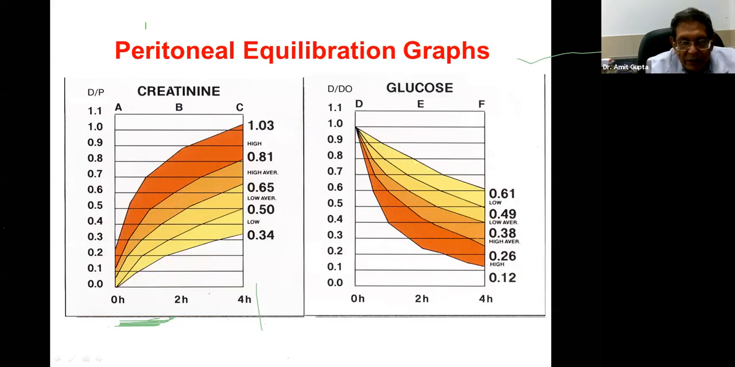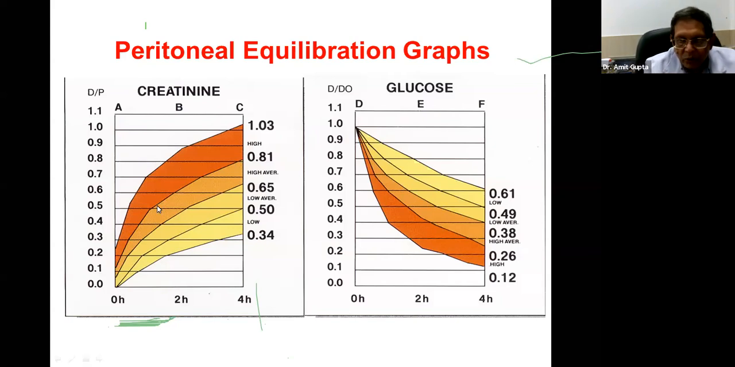So this is what the peritoneal equilibration test graphs look like. You have the creatinine values and then you have the glucose values. Do you know who designed this peritoneal equilibration test and these graphs? Does anybody know the name of the person? Okay, this was done by a person called Twardowski. Twardowski was from the University of Missouri. He was working with Karl Nolph.